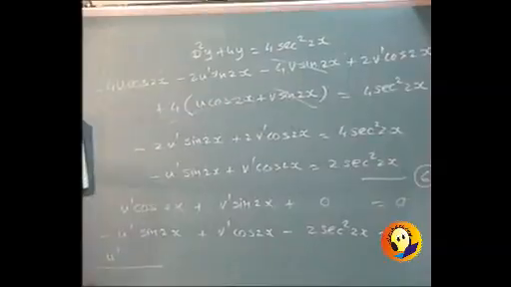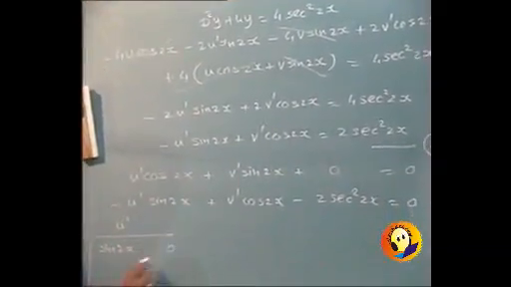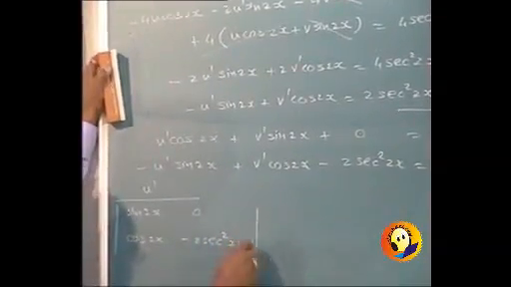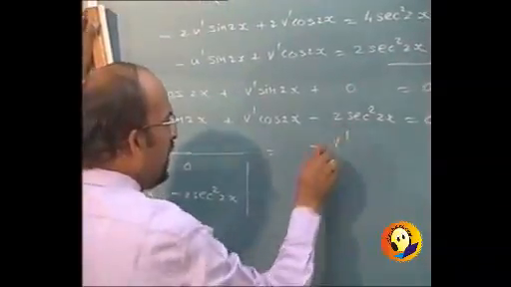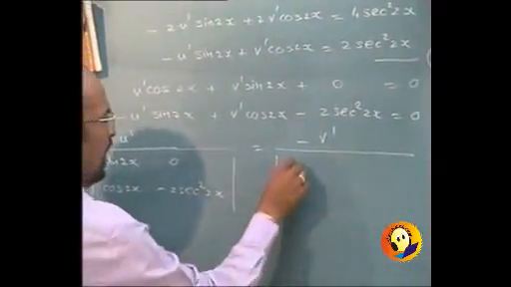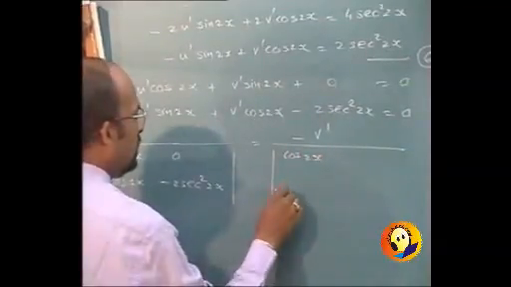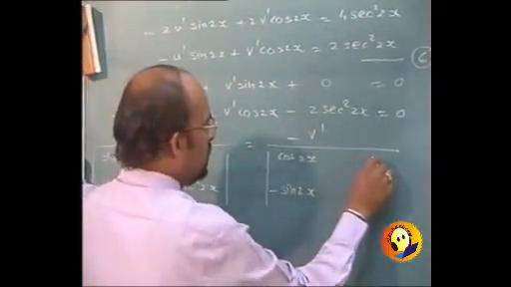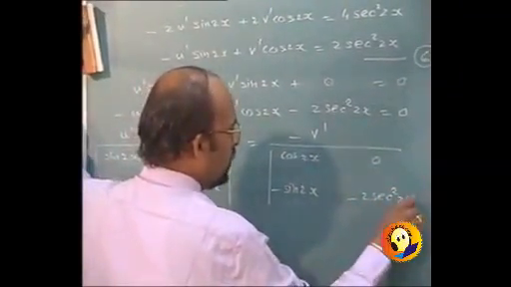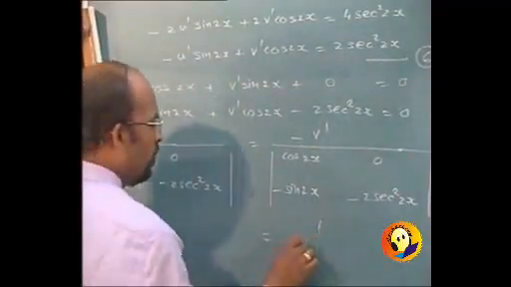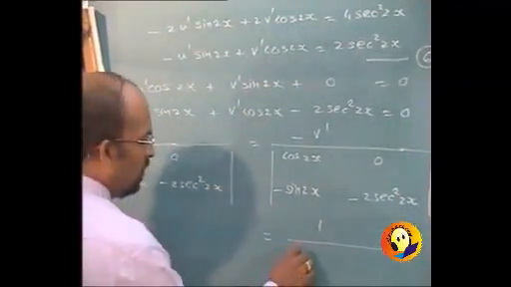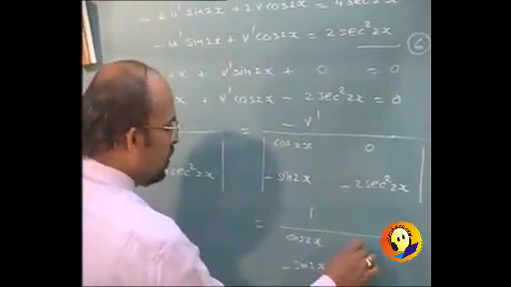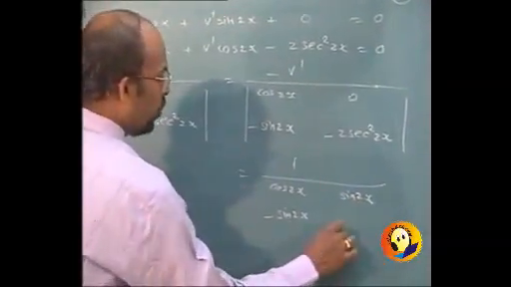It is u dash upon sin 2x 0 cos 2x minus 2 sec square 2x equal to minus v dash upon coefficients of u dash as first column, that is cos 2x and minus sin 2x, and the constants, which is 0 and minus 2 sec square 2x, equal to 1 upon coefficients of u dash and v dash, which is cos 2x minus sin 2x, sin 2x and cos 2x.